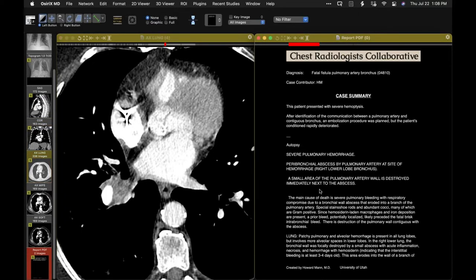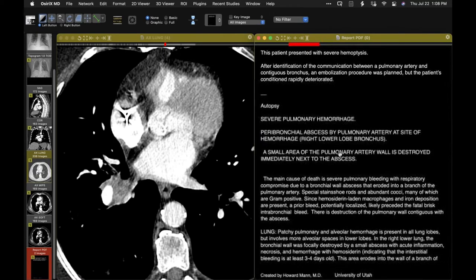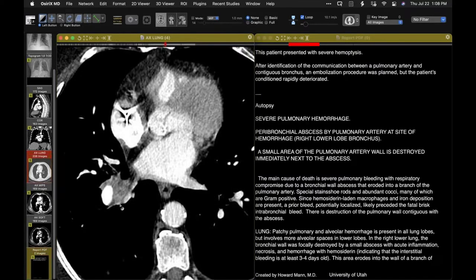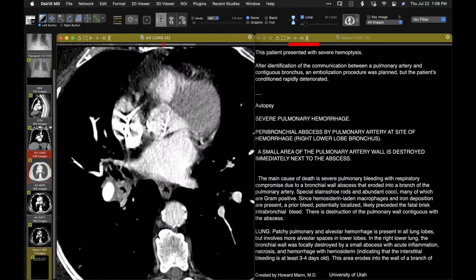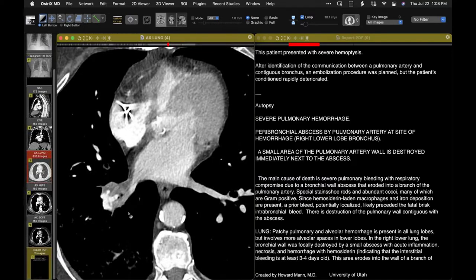Certainly on autopsy here, you can see that they confirmed the presence of that. They described that as an abscess, and there were abundant rods and cocci gram-positive in that region. So we certainly have a very focal airway-centric infectious process that involved that part of the pulmonary artery. And that's pretty dramatic. I think it's the first and most dramatic one that I've seen that resulted in this.